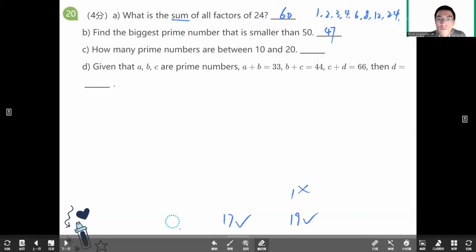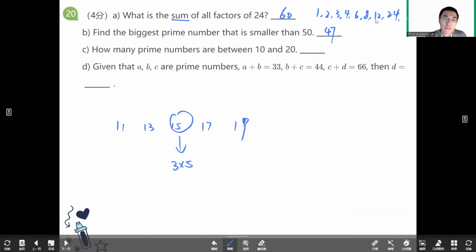And then let's move on to question C. How many prime numbers are between 10 and 20? Because they are prime numbers, we don't need to consider the even numbers. So that halves our workload. Just consider the odd numbers. So 11, 13, 15, 17, and 19. And pick out the ones that are not prime numbers, which is just the 15. It is 3 times 5. It has factors other than 1 and 15. So we have 1, 2, 3, 4, 4 of them.